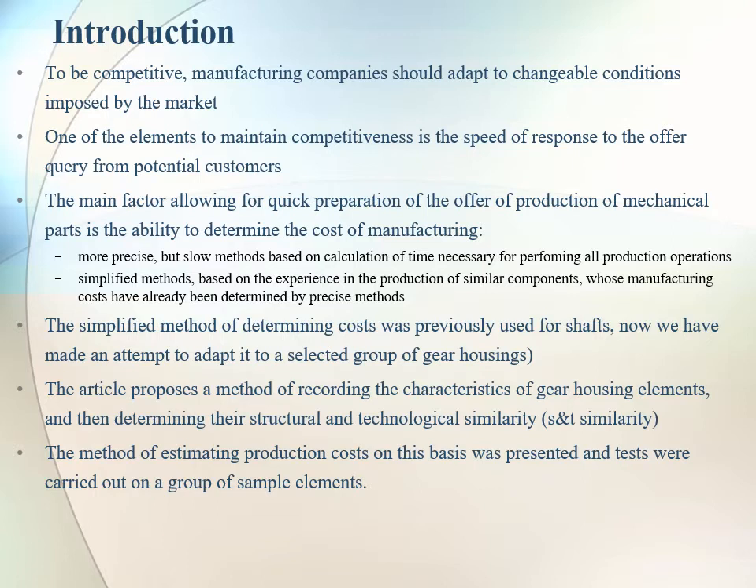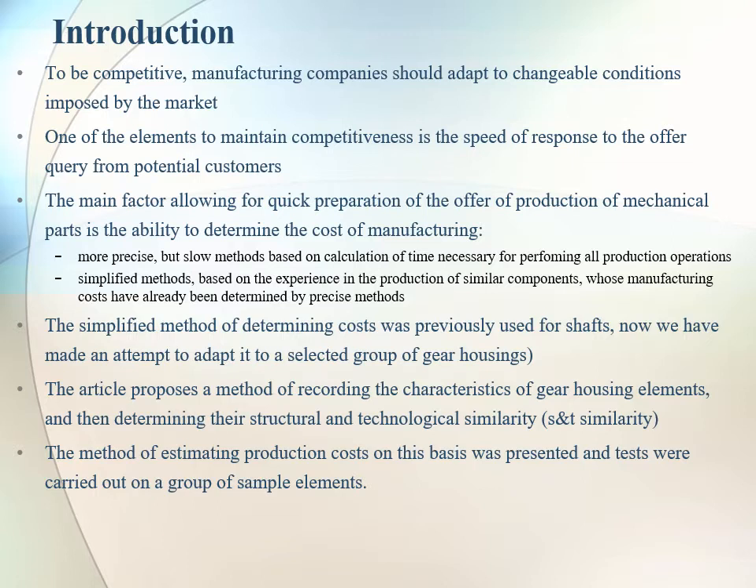And we can use two main groups of methods of preparing an offer for production of mechanical parts. Some of them are more precise but slower, and we can also have simplified methods that are based on experience on production of similar components. And we are going to use this second method. In the past we used this method for determining production cost of shafts, and now we have made an attempt to use it for a selected group of gear housings.